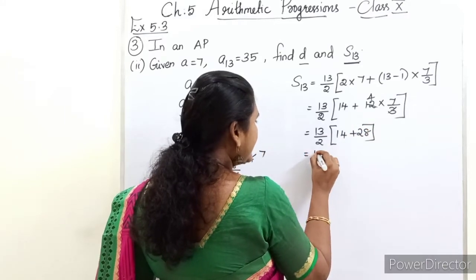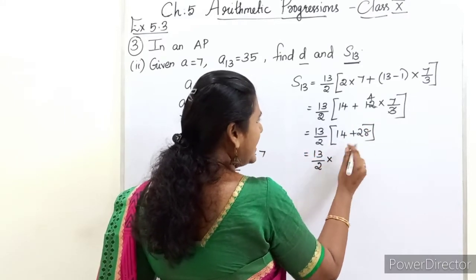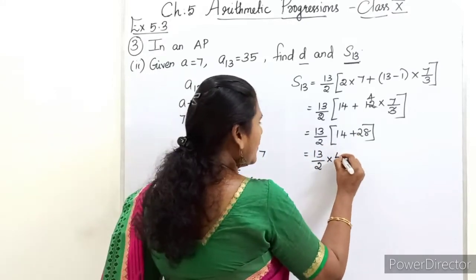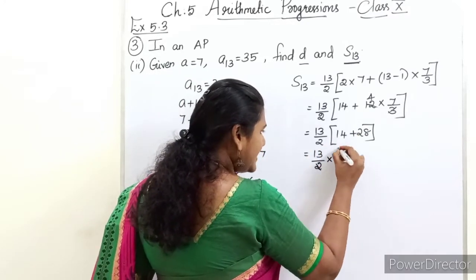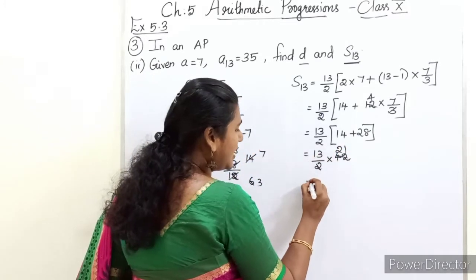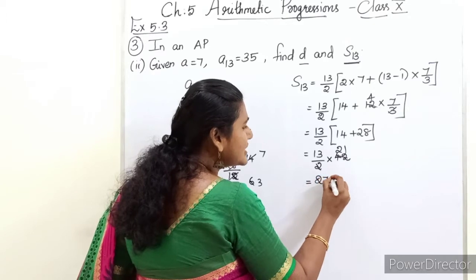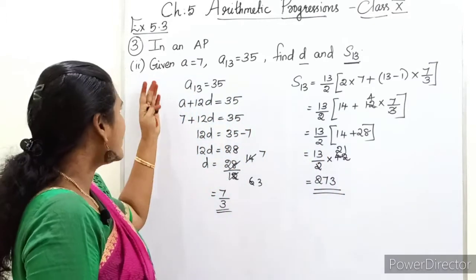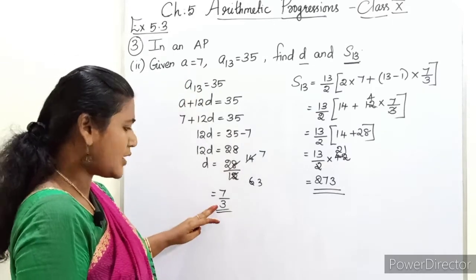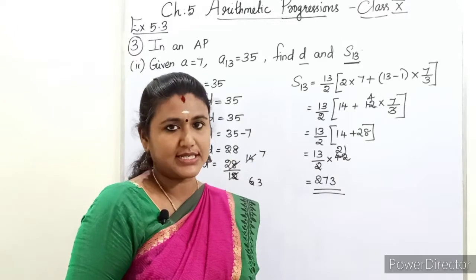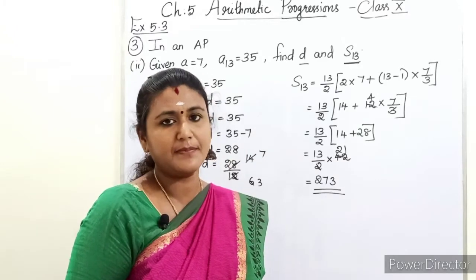So we will add the numbers inside the bracket. 28 plus 14 is 42. Now we will divide, so you will get 21. So 21 into 13, when you multiply, you will get 273 as the answer. So this is S13. We got the value of D, D is equal to 7 by 3 and S13 is equal to 273. Now we will see the next question.